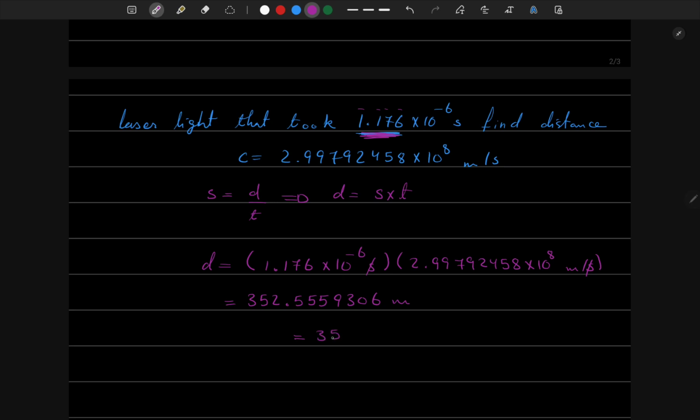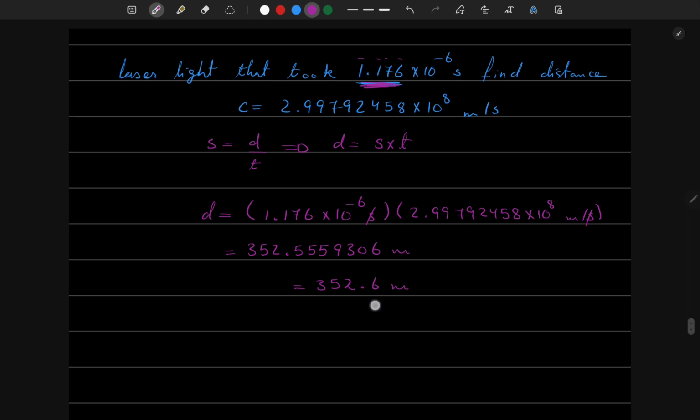So 352.5 meters. Actually, this 5 is rounded up to 6: 352.6 meters. Now again, my final answer should always match the least number of significant figures given in the measurements in the problem.